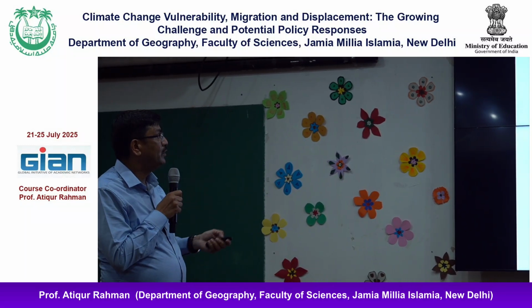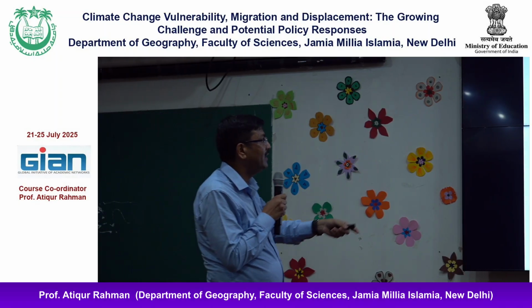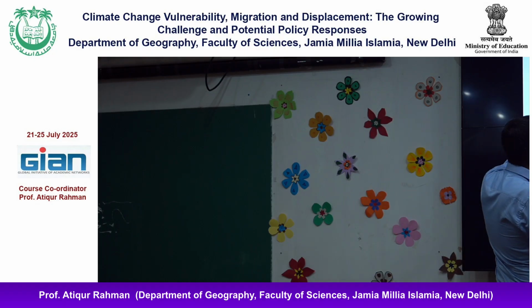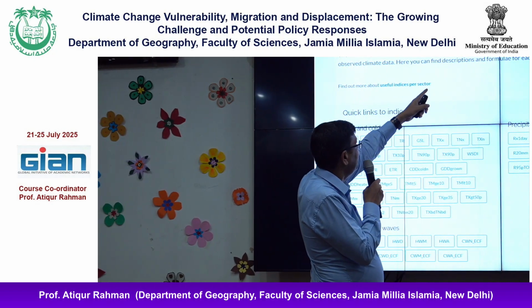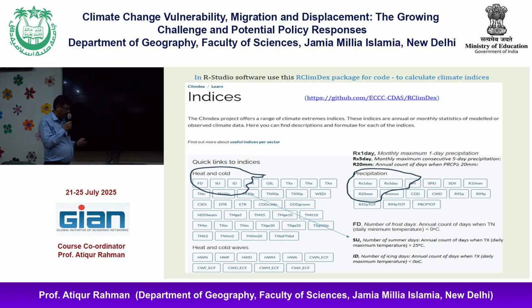Then in RStudio, you go to this ClimDex website. The website is already given here. The ClimDex project offers a range of climate extreme indices. These indices are annual or monthly statistics for modeling observed climatic data. So what we have? These are the different indices. Somebody was asking yesterday about the indices. Yesterday somebody asked. I said I'll show you tomorrow.